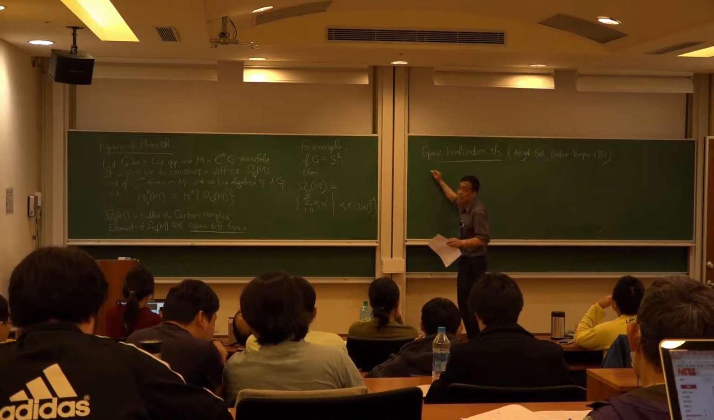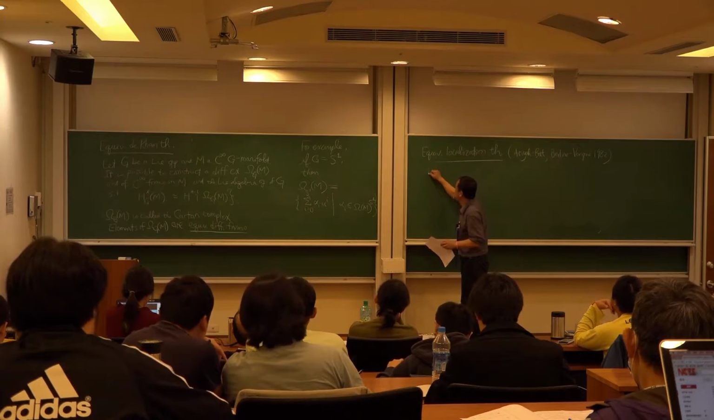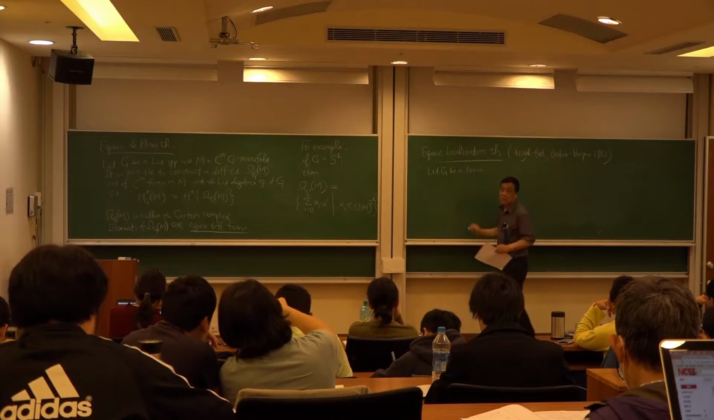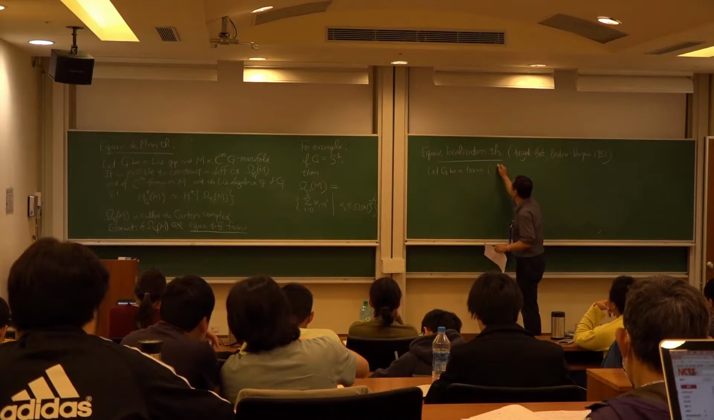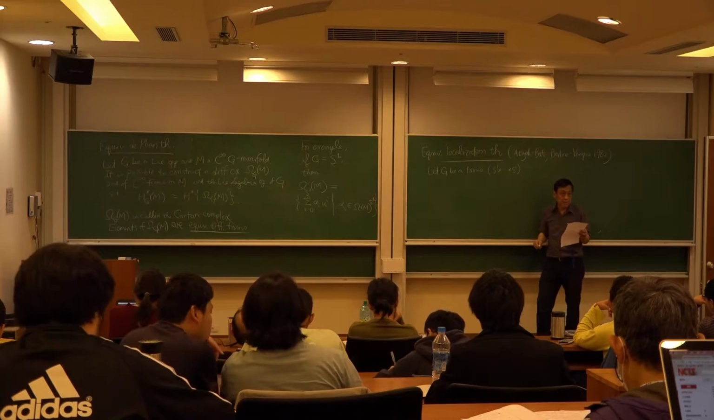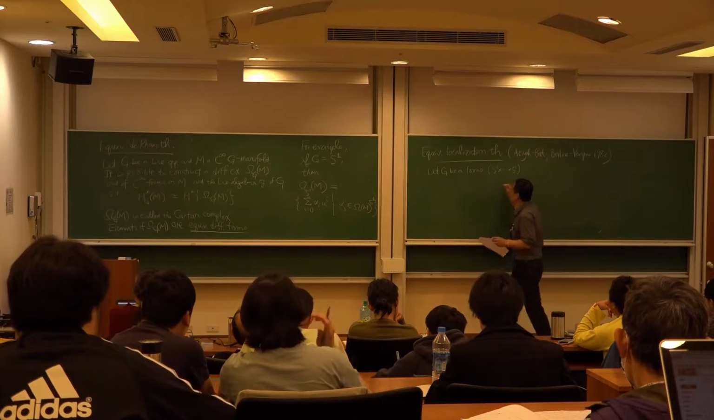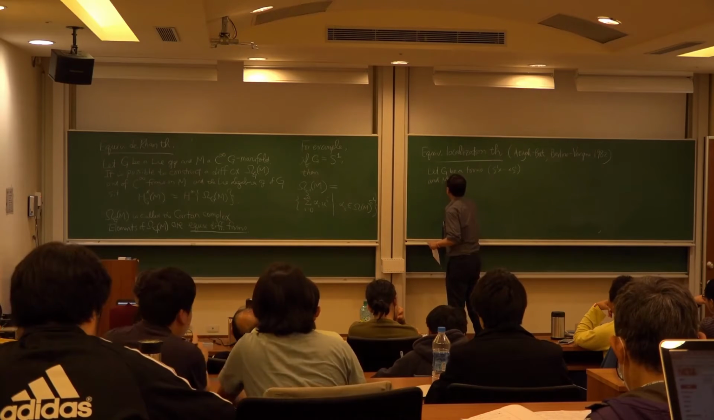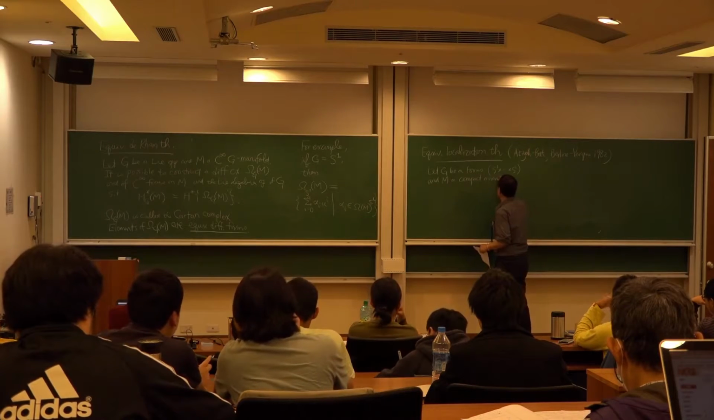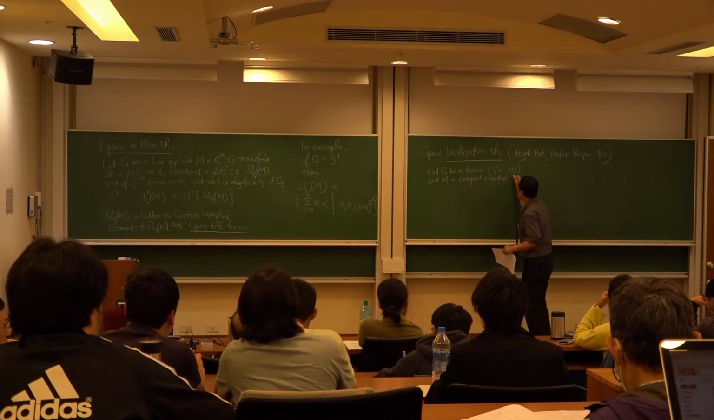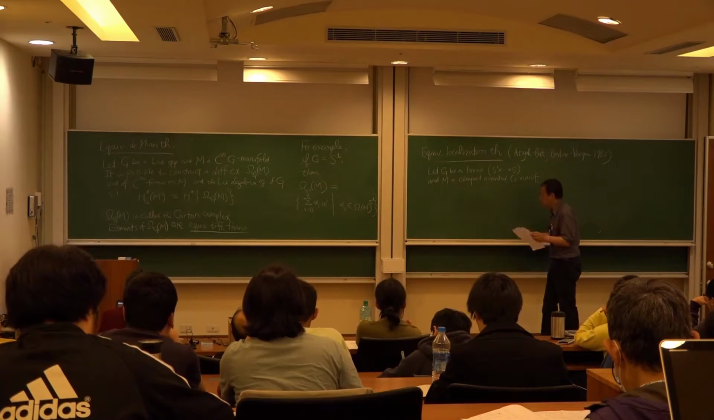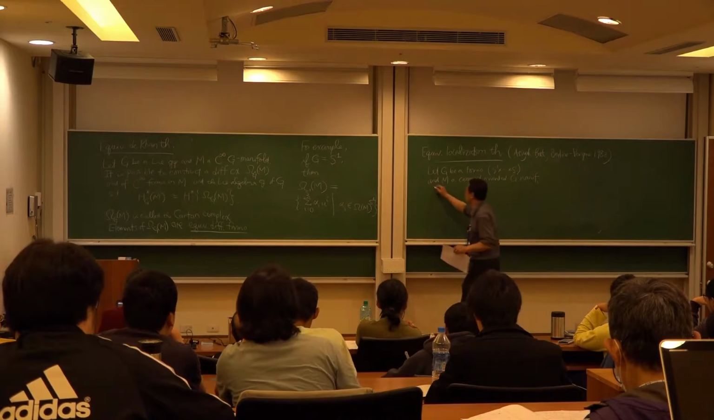So this theorem is only for a torus action. Okay? So let G be a torus. So a torus is a product of finitely many circles. And M, a compact oriented G manifold with isolated fixed points.